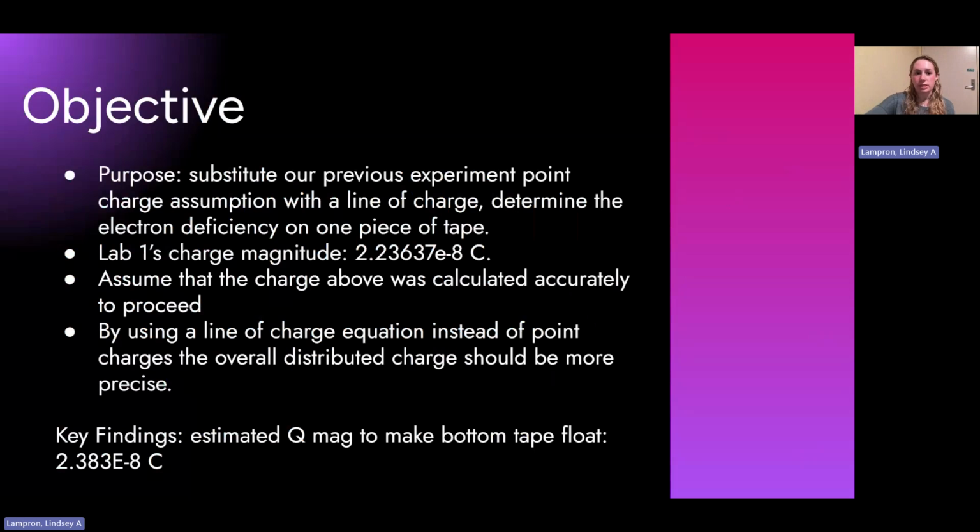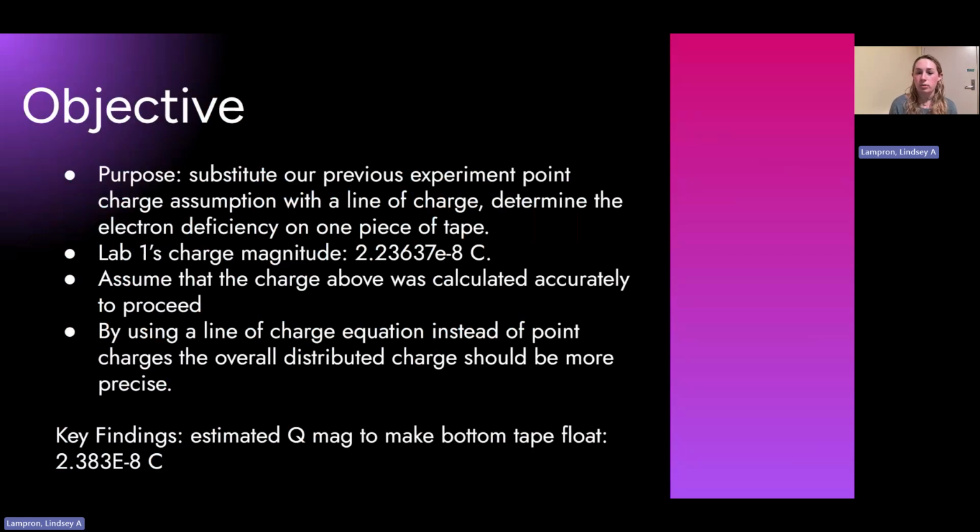So the objective of this lab was to substitute our previous experiment with point charge assumptions with a line of charge assumption, and to determine the electron deficiency on one piece of tape. And lab 1 charge magnitude was 2.236 times 10 to the minus 8th coulombs approximately. We're also assuming that the charge above was calculated accurately to proceed with this experiment.